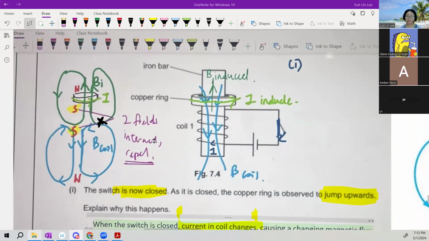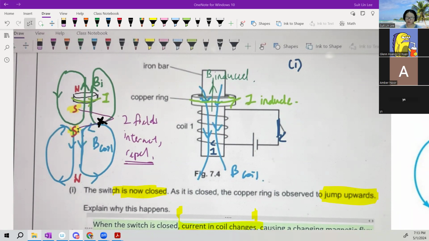Because currently, when the current flows, the magnetic field of the coil is pointing downward using the right-hand grip rule. The ring will have this downward field. The ring doesn't like the downward field. It will create the green-colored upward field to oppose the downward field. When I draw out the field in the ring and the coil, I find that south pole is facing south pole. That's why they jump. That's how I know they jump.